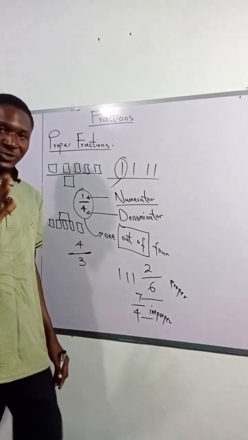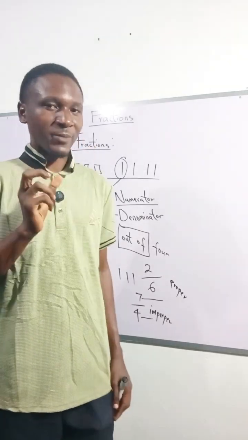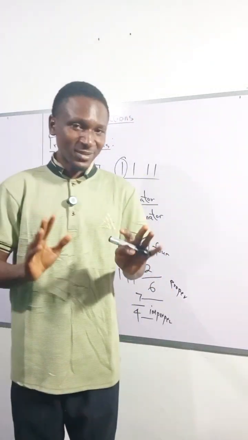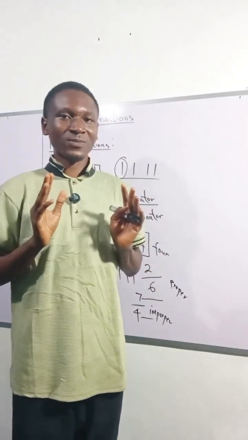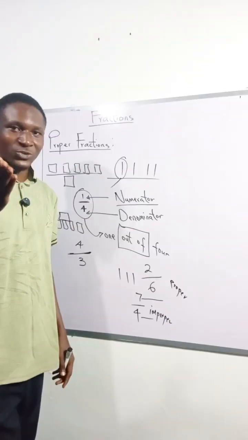So whenever you see a fraction that is not possible, that is not making sense, just know that fraction is improper. And when you see the one that is making sense, that is possible, you know that this is a proper fraction. Now let me put down the theoretical definitions in case I ask you during your assessment.